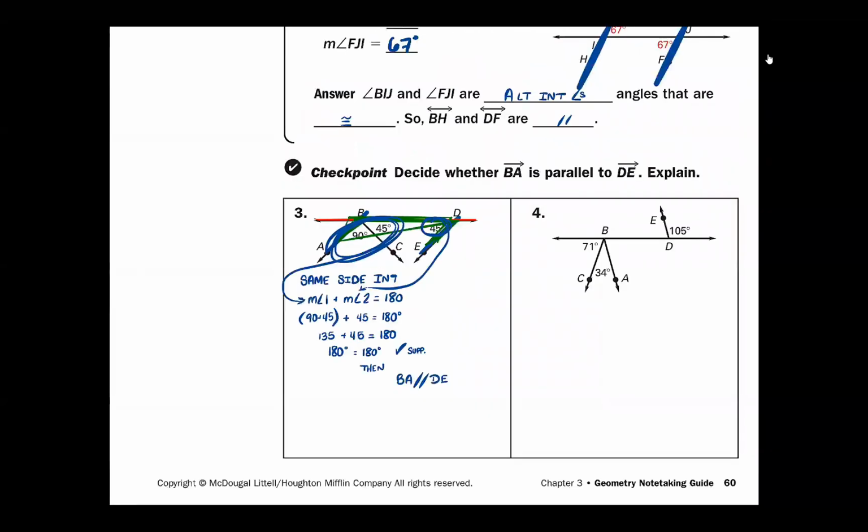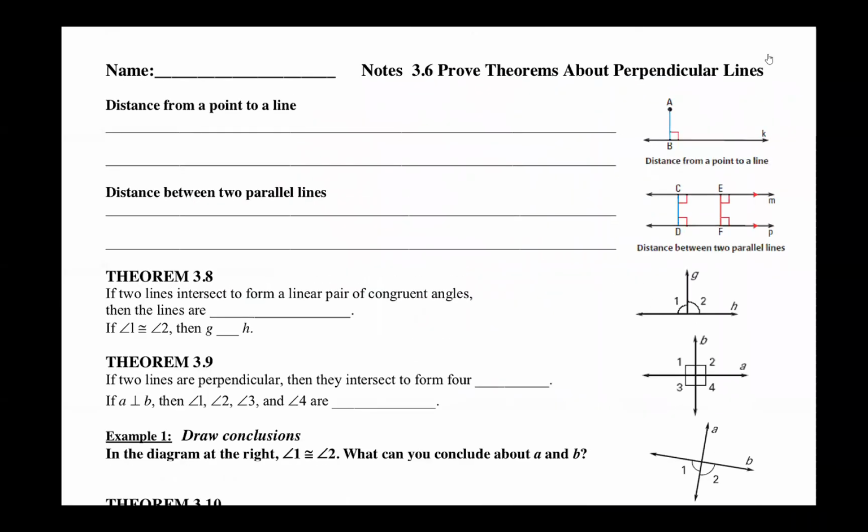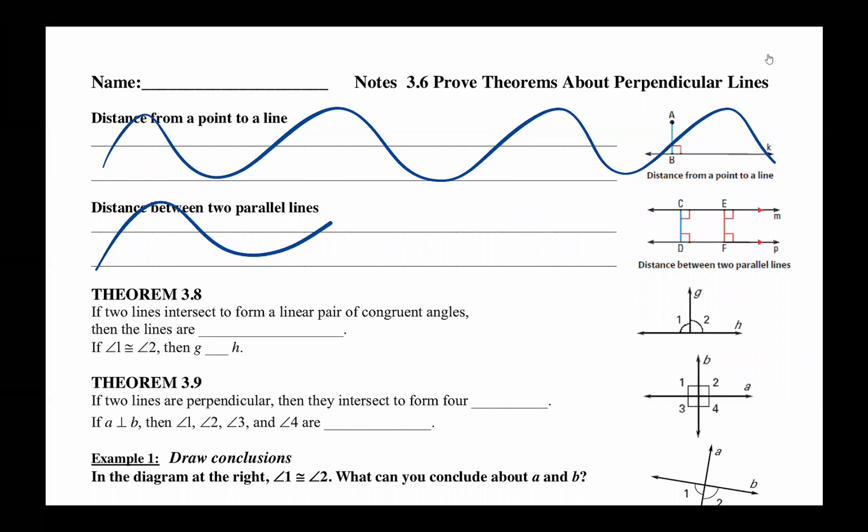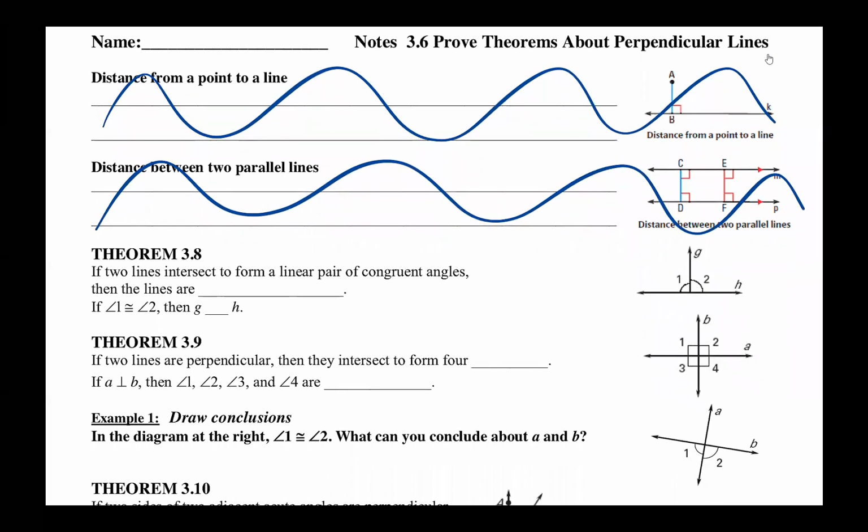All right, last thing, perpendicular lines. Y'all can erase that and that. Okay, y'all can take out the top two. We'll talk about them later. If two lines intersect to form a linear pair of congruent angles, then those lines are perpendicular. Why?